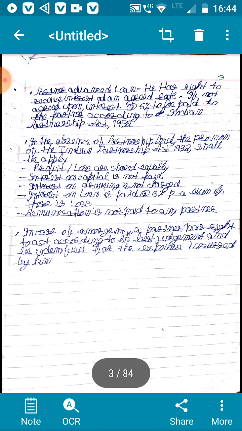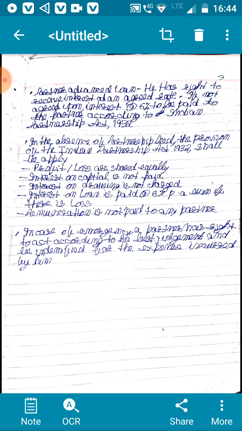Partner advances a loan. He has the right to receive interest at an agreed rate. If the rate is not agreed upon, interest at the rate of 6% is to be paid.